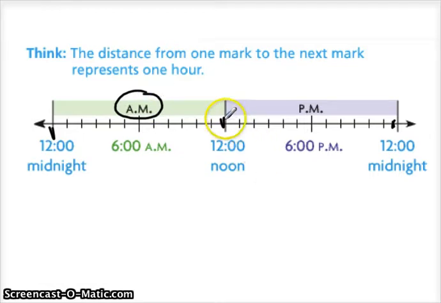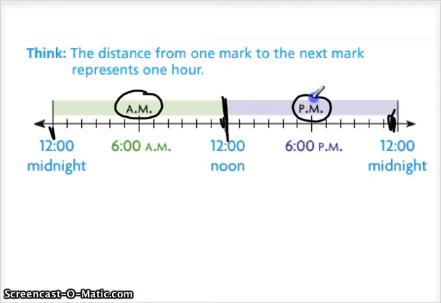The second cycle on the clock occurs from 12 noon, which is 1 minute past 11:59, to 11:59 at night, which is 1 minute before midnight, right about here. And these times are considered afternoon and evening hours. They are represented by the initials PM.